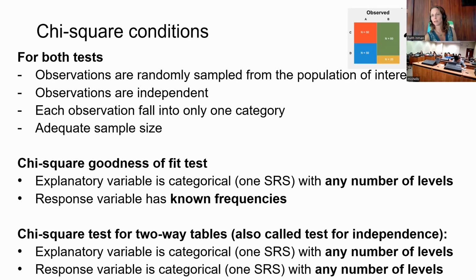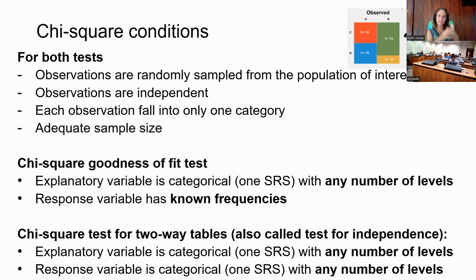Okay, chi-squared conditions. Yeah, apparently not in that order. For both of these tests, you want to make sure that your observations are randomly sampled from the population of interest, right? And that removes bias from the sample. As long as you know what your population of interest is, and that's the population about which you want to make inferences, right? What do you want to talk about? You want to talk about students? Students at UH? Students in the United States? If you want to talk about students at UH, you want to randomly sample from all the students at UH. You want to talk about students in the United States, you have to randomly sample from all the students in the United States. That way you can make inferences about that population from your sample.